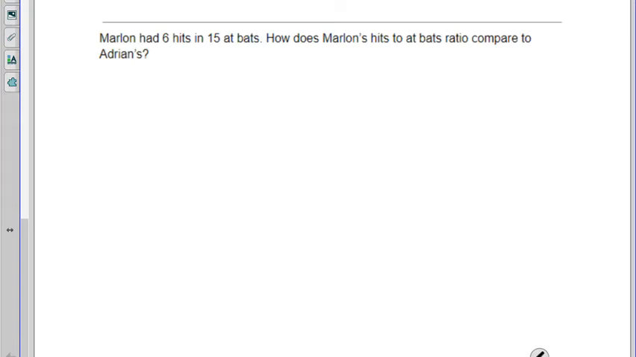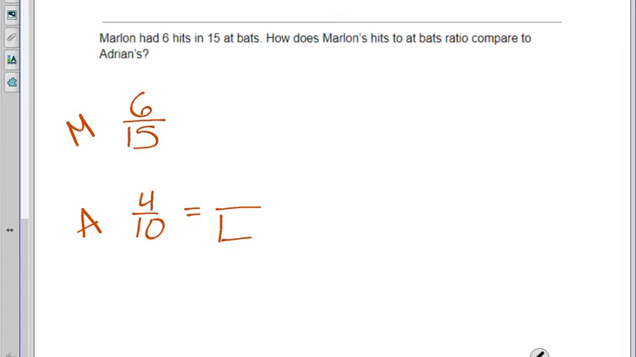Now for this next part, Marlon enters the mix, and he gets 6 hits for every 15 at-bats. This is Marlon. And we're going to compare him to Adrian, who was our top batter before. Adrian got 4 hits for every 10 at-bats. And I want you to see who has the better batting average. In other words, we need to get them into ratios where we're comparing apples to apples. We're comparing the same number of at-bats. So give that a try at home, and we'll check in on you in class.